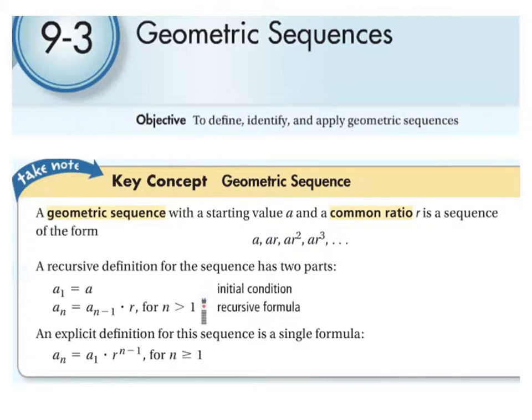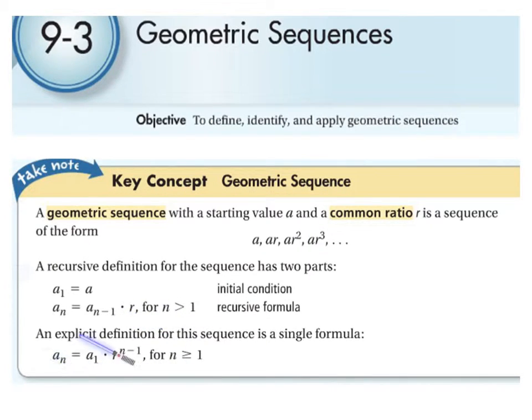Again, remember, for the recursive definition, you need that initial condition statement. What is the first term equal to? And then the second part to the recursive is saying how to get a sub n from a sub n minus 1. And for geometric, that's fairly simple. You just multiply by that common ratio.